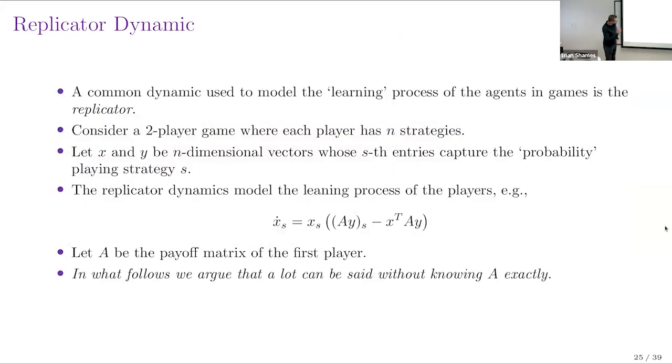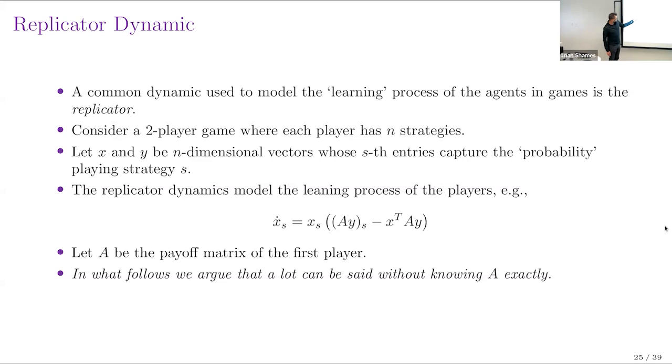Okay. So the dynamic that has motivated us is the replicator dynamic. It's a common dynamic used to model learning in agents. It came out of a paper in the 70s. It is very closely related to Lotka-Volterra dynamics, so it's a generalization of that. So in a two-player game, each player might have n strategies.